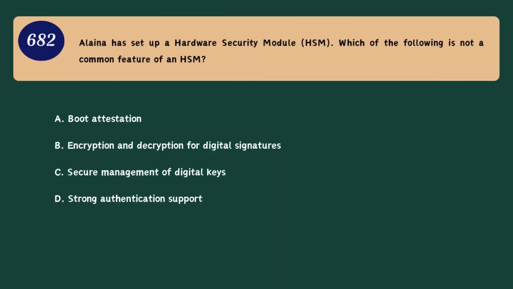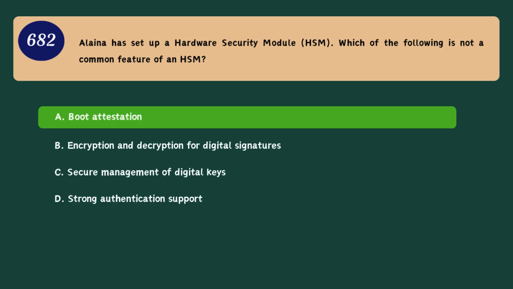Question 682. Elena has set up a Hardware Security Module, HSM. Which of the following is not a common feature of an HSM? A. Boot attestation. B. Encryption and decryption for digital signatures. C. Secure management of digital keys. D. Strong authentication support. Correct answer. A. Boot attestation.